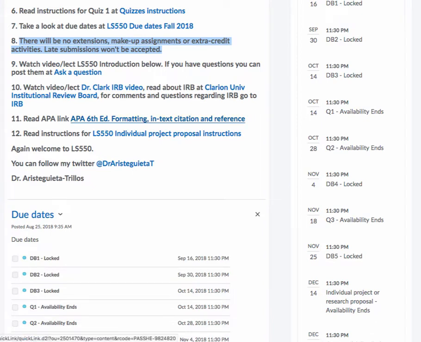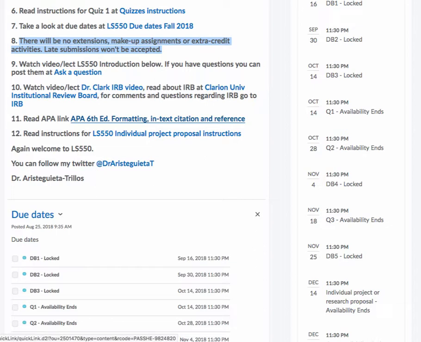Also, you have to read APA's 6th edition formatting, and let me make this very clear. For this class, you need to use APA to present your research or your project proposal. The research or project proposal is the first 3 chapters: the introduction, the literature review, and the methodology which you are going to use. This class is designed to get you halfway through your final project or research paper that will be due when you take LS600 the next semester.